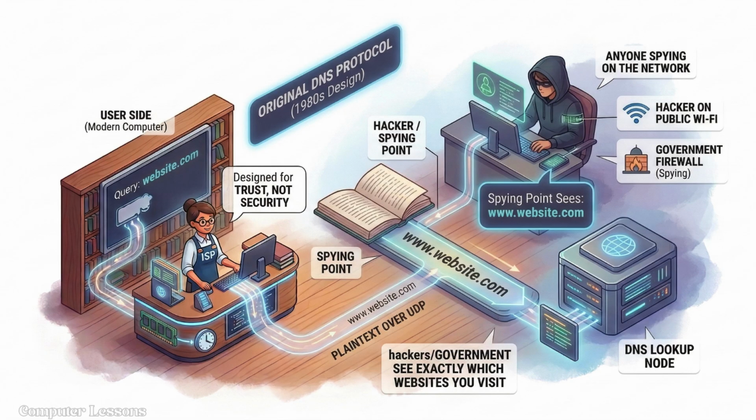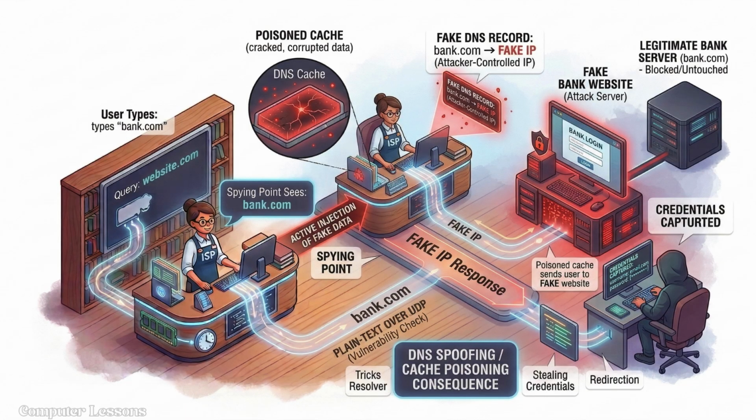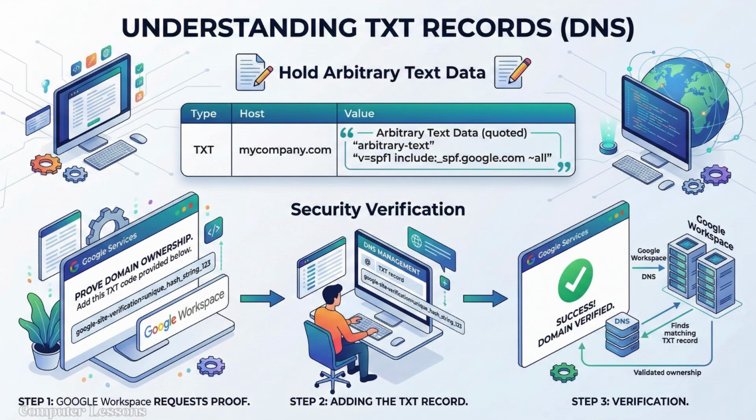This vulnerability allows for DNS spoofing, or cache poisoning. A hacker can trick a recursive resolver into saving a fake IP address. When you type bank.com, the poisoned cache sends you to a fake website that looks identical to your bank, stealing your login credentials. To combat this, we are seeing the rise of DNSSEC, which adds cryptographic signatures to records to prove they are authentic.